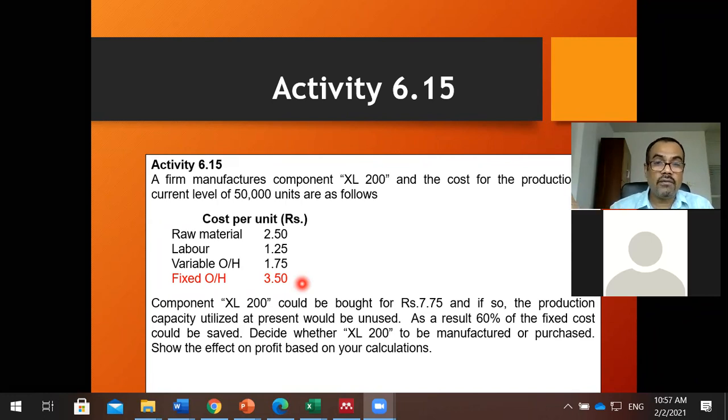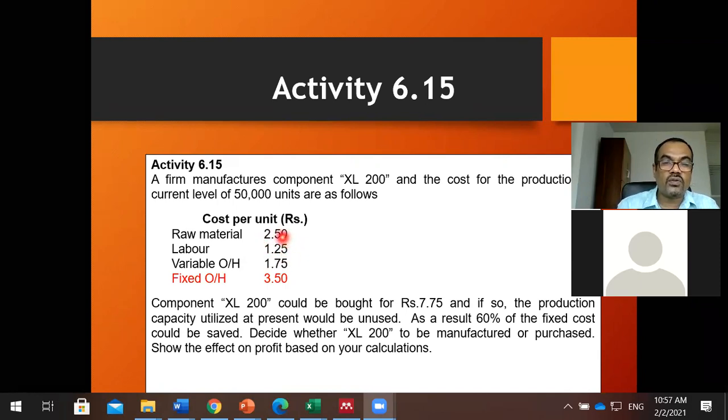But you can't save the entire amount. You can save only 60%. So 60% of 175,000 is 17,500 into 6, that is 105,000. So 105,000 can be saved. That is your benefit. Keep it in one hand and look at the incremental variable cost.